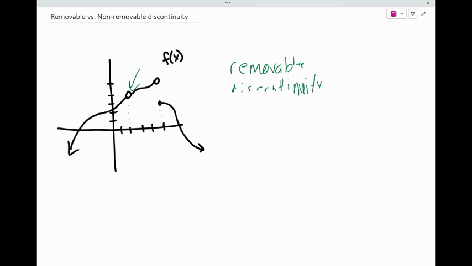Sorry, my pen is not working very well. I'll just type this. I think it'll be easier to read. A removable discontinuity at x equals 2.